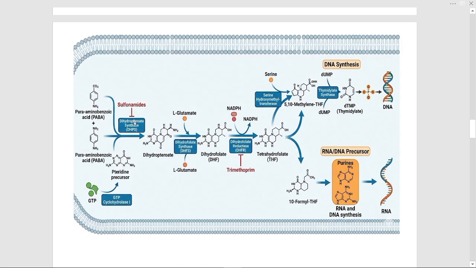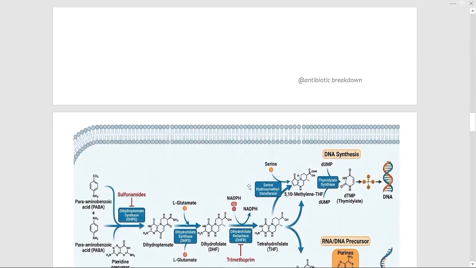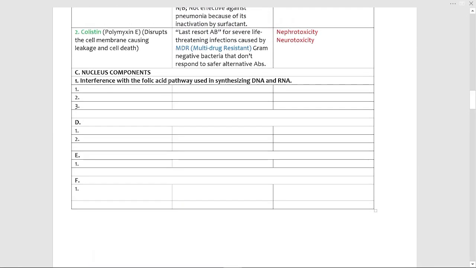So the sulfonamides work by inhibiting the first step, the first enzyme, that is the dihydropteroate synthase, and the second enzyme that is involved in the second step, called dihydrofolate reductase, is inhibited by trimethoprim. Yeah. So that being said, let's come now to our table and make it easier.